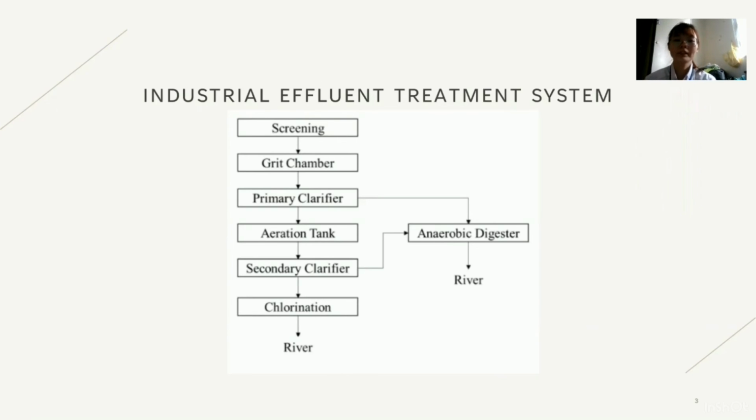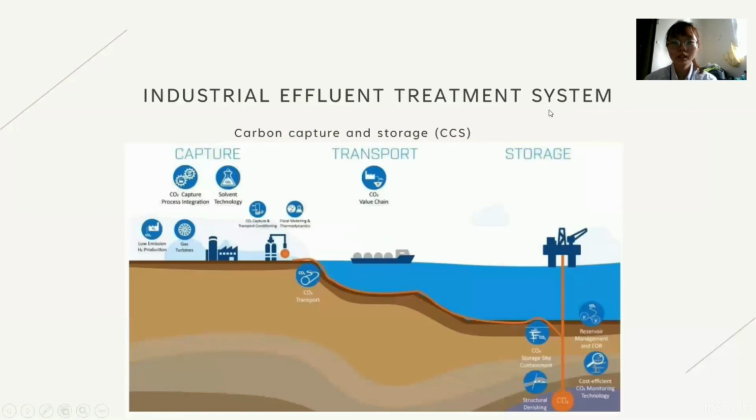As you can see from the flowchart, the screening, grid chamber and primary clarifier consist of the primary treatment. Aeration tank, secondary clarifier, and anaerobic digester are the secondary treatment of the treatment system. And lastly, the third is the chlorination, where we will treat all the waste. And for the air pollution, which is carbon dioxide gas, we will use carbon capture and storage treatment.